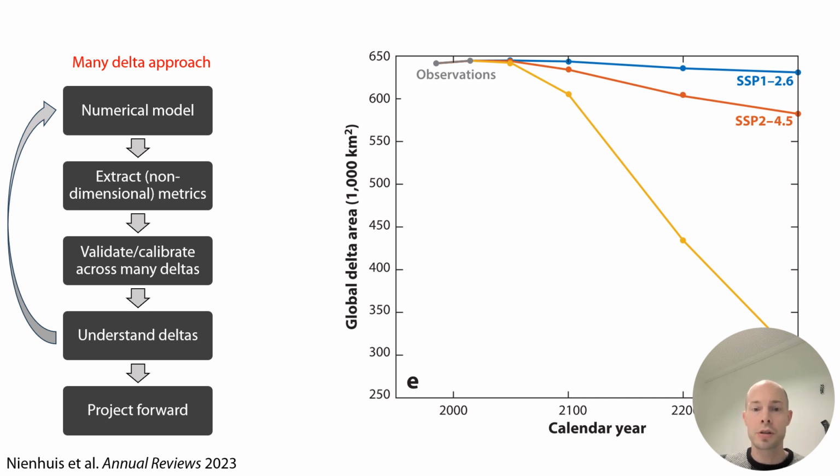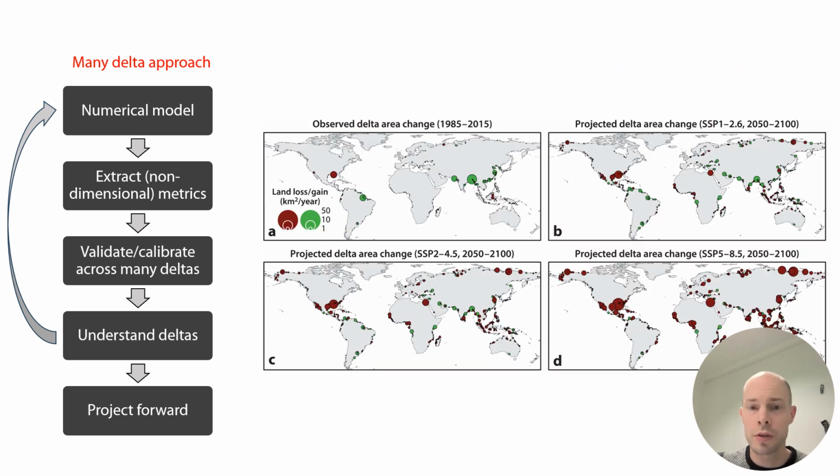And we make these projections globally. We can make these projections for individual deltas, but as I said, they're quite uncertain. But you can see broadly that there's still a mixed picture in delta land gain, land loss under 2.6, but under 8.5, most deltas around the world will be losing land rapidly.